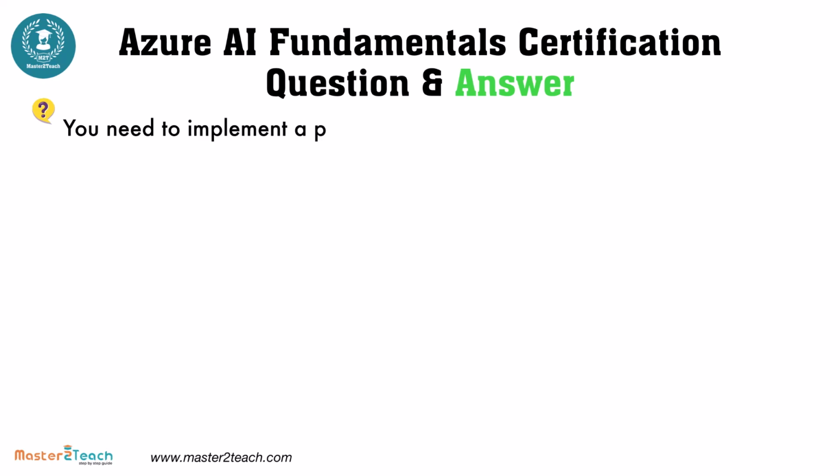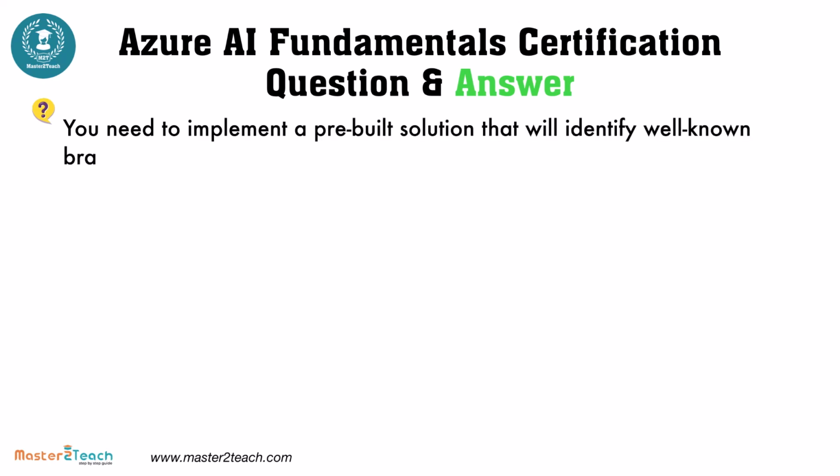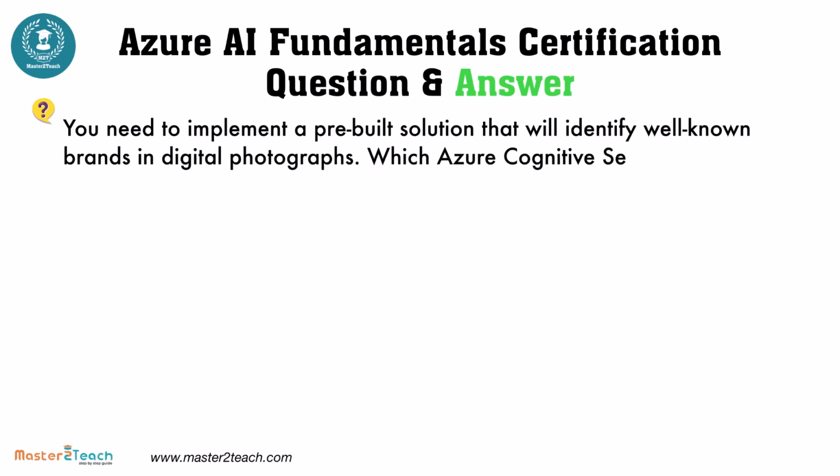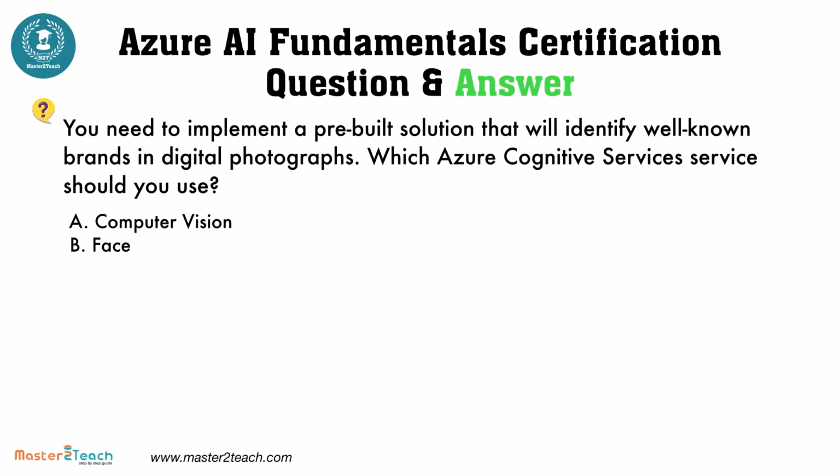You need to implement a pre-built solution that will identify well-known brands in digital photographs. Which Azure Cognitive Services service should you use? The options are A. Computer vision, B. Face, C. Custom vision, D. Form recognizer.